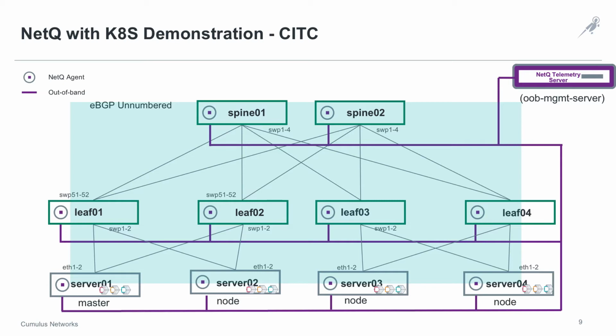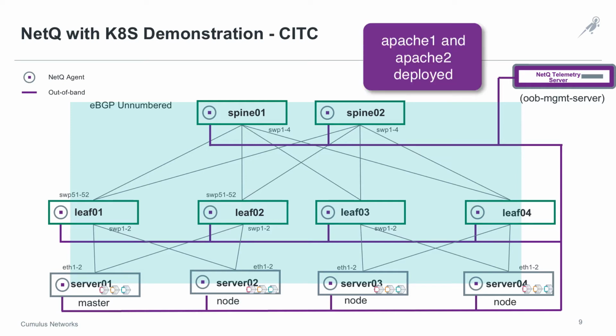So this depicts the demo setup on CITC. We have BGP unnumbered infrastructure along with FRR routing on the host, also running BGP unnumbered, and advertising the container subnets into the infrastructure. We set up Kubernetes as the orchestration tool with Calico for IPAM. We have two Kubernetes deployments, called Apache 1 and Apache 2, that serve the customers.